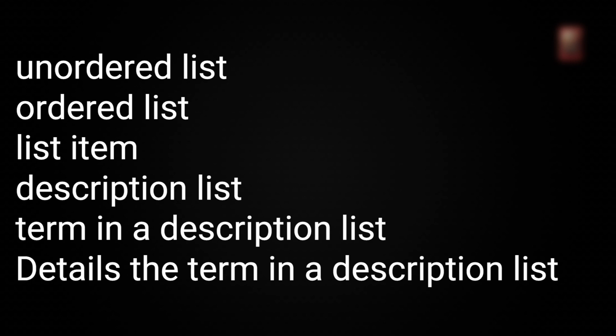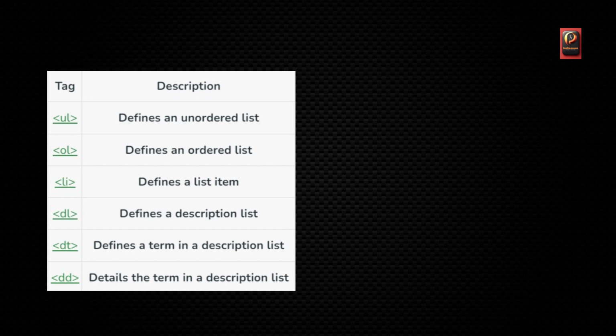Hello India moon friends, in the second lecture of lists we understand the unordered list, ordered list, list item, description list, list term in a description list, and details of the term in a description list. Here is the list of all list tags in HTML.